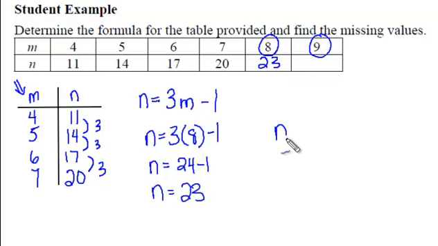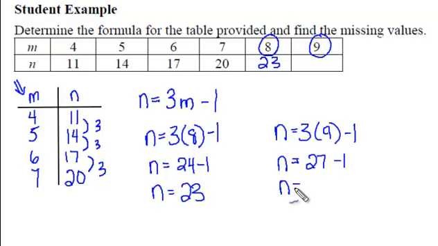Performing it for the other one, N equals 3 times 9 minus 1. 3 times 9 is 27, minus 1. N equals 26. So our value here is 26. Remember, you can only use this shortcut if your value on the left-hand side of your table increases by 1 at a time.